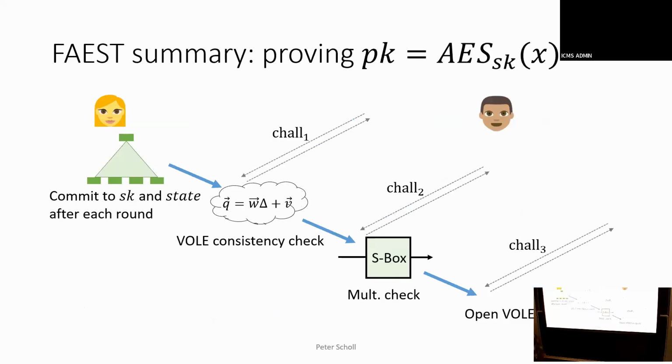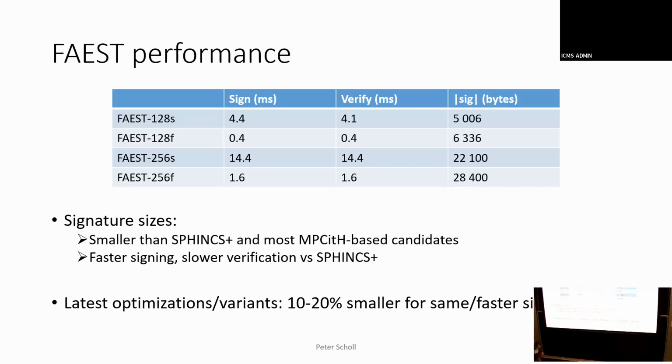So yeah, I guess this is kind of the summary of the proof system together with how it's used for FAEST. I think we can skip that. I'll just talk a little bit about performance. So I have some numbers here for the original submission that we made to NIST last year. These have been improved a bit using the GGM tree optimizations that Carsten mentioned and some other tricks which can get the sizes around 10 to 20% smaller.